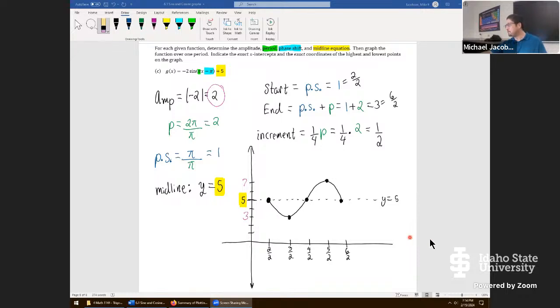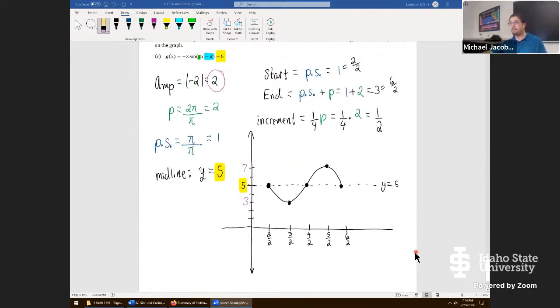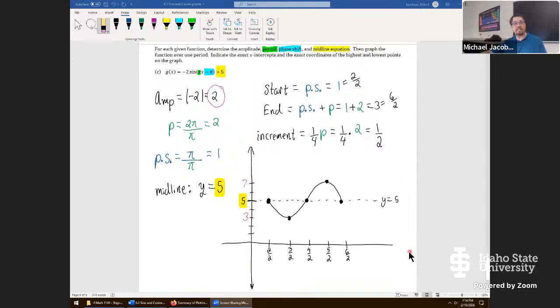Let's take a look here. Well, I guess we did it, folks. That's plotting sine and cosine. This is kind of like the worst case. It wouldn't be a good exam question, but you'll see this on a homework question as well, where you have to deal with a midline.